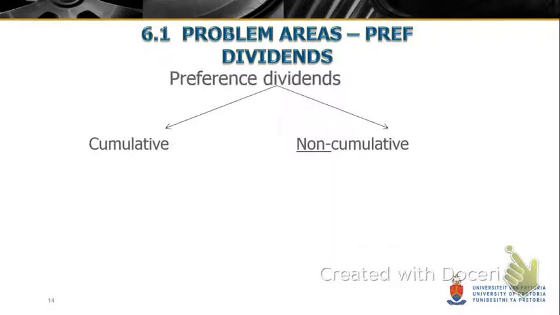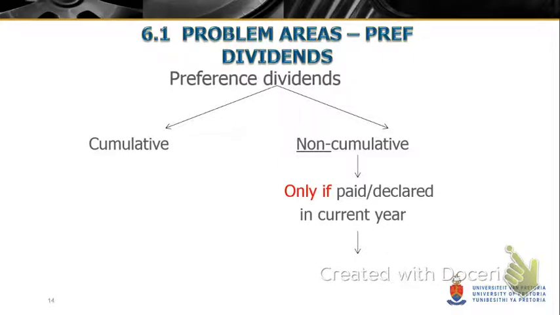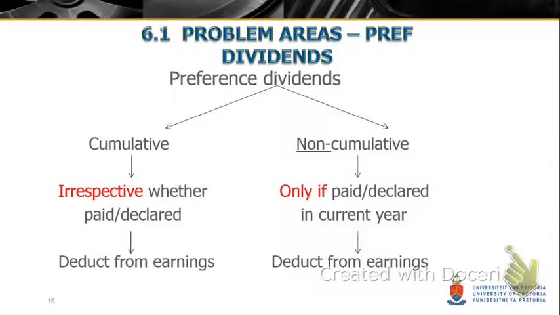On the other hand, the non-cumulative, only when they are paid or declared will you take them into account in the current year. So if they have not been paid, you ignore them. If in the current year, 2 or 3 years non-cumulative preference dividend was paid, then you will take that full amount into account in your deduction from the earnings. And this is then what we will utilize. So there you have the problem area, preference dividends.